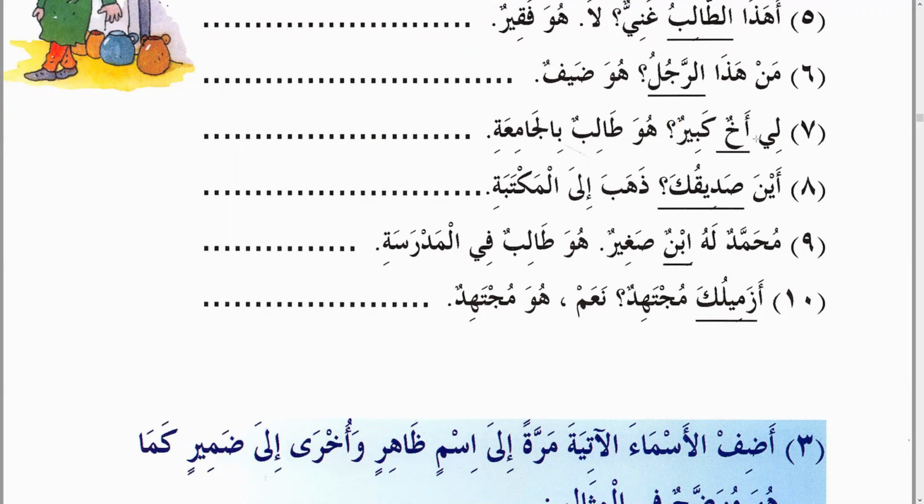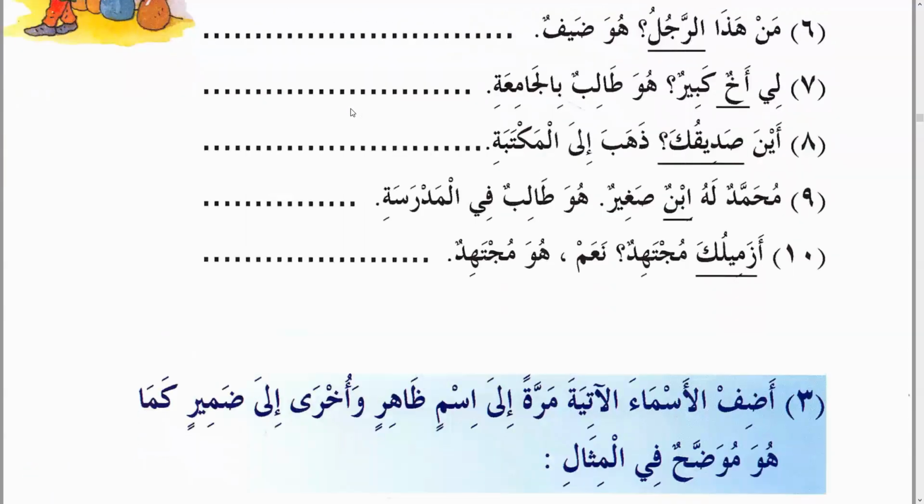So we say li ikhwatun. The plural of akhun is ikhwa, and the plural of kabir is kibar. See, kibarun. Li ikhwatun kibarun. I have many brothers, big brothers. Instead of saying huwa, we'll say hum. Hum tullabun bil jamia. Instead of saying talibun, we'll say tullabun. They are students in the university. Right? Hum tullabun bil jamiati.